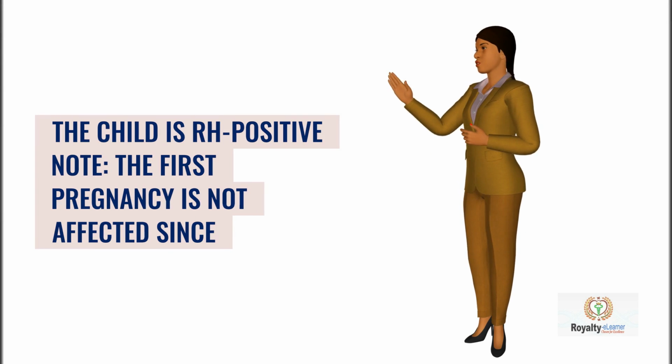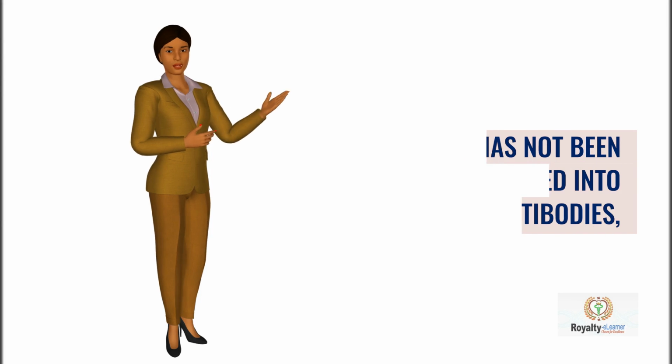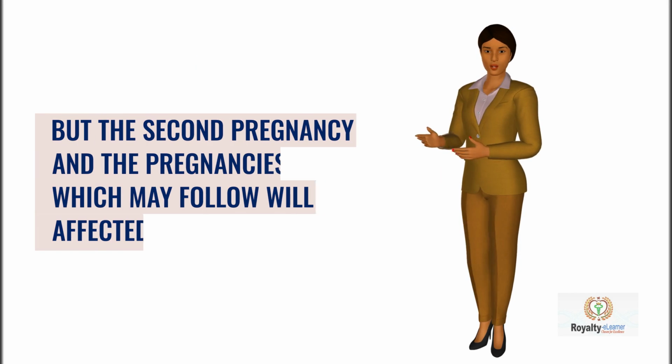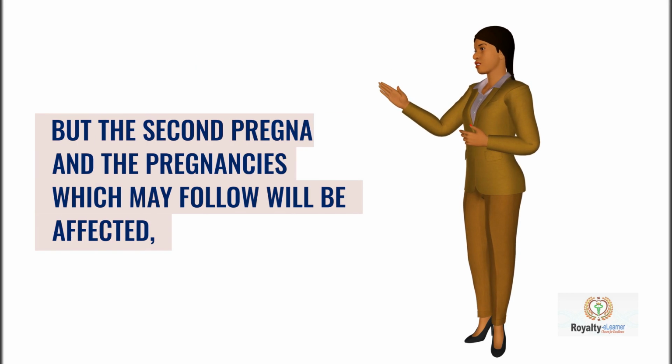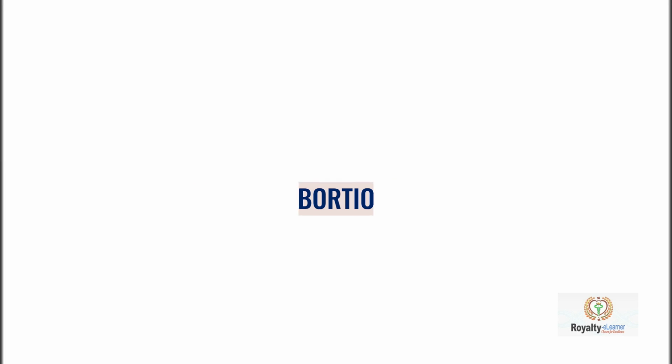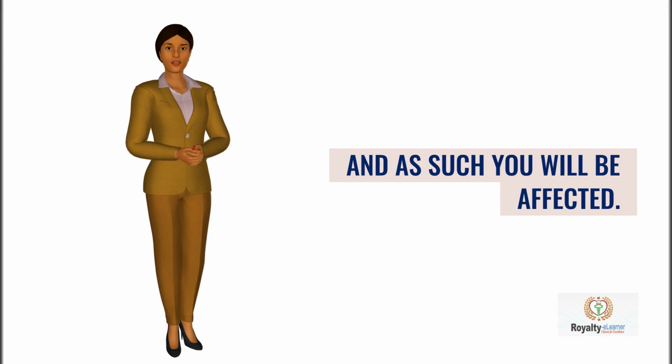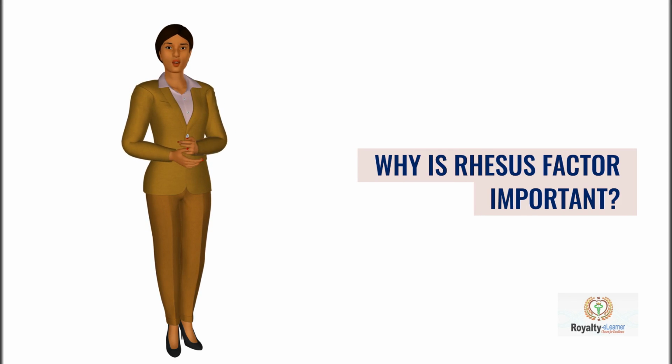Note, the first pregnancy is not affected since the body has not been sensitized into producing the antibodies, but the second pregnancy and the pregnancies which may follow will be affected. However, if you had an abortion or miscarriage, still your body shall have been sensitized and as such you will be affected. Why is rhesus factor important?